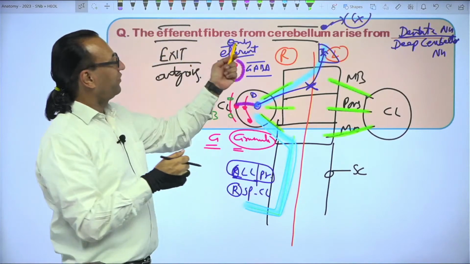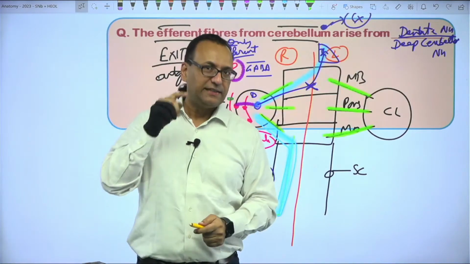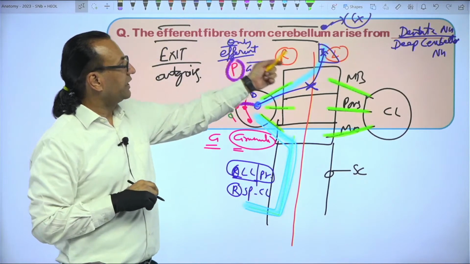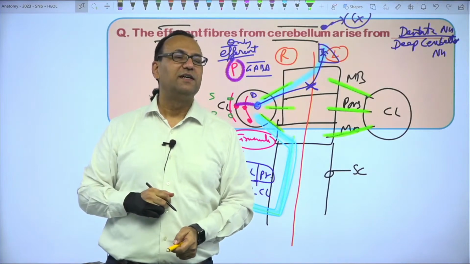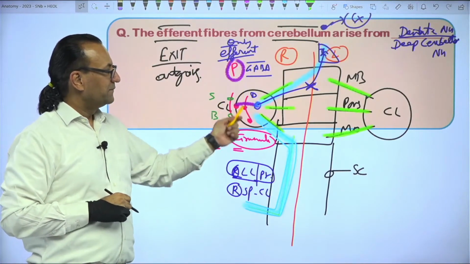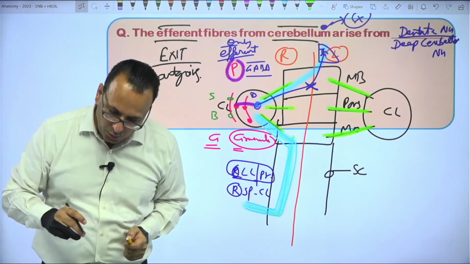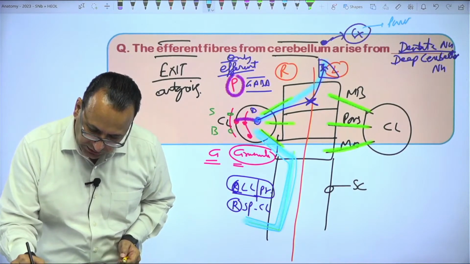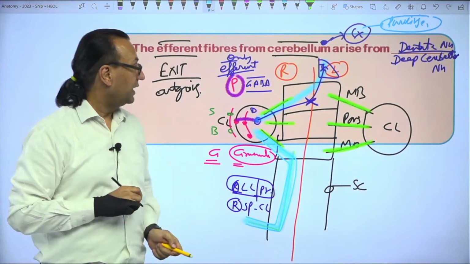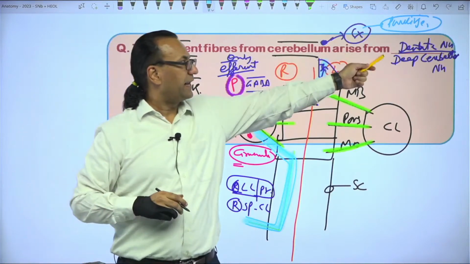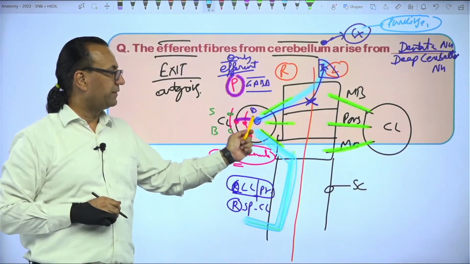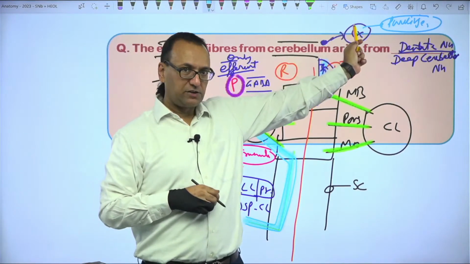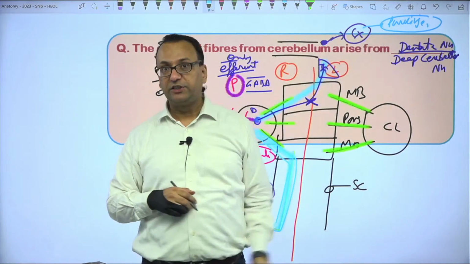So efferent from cerebellum is from dentate nucleus. I will change the question now. My question now is efferent fiber from cerebellar cortex. Then what will you answer? Then your answer will become Purkinje cell. Once they use the term cortex, your answer should change to Purkinje cell. So there are 2 statements. Efferent fibers from cerebellum arise from dentate nucleus or deep cerebellar nucleus. Efferent from cerebellar cortex arise from Purkinje cell.